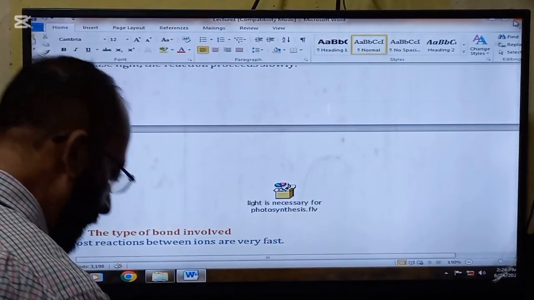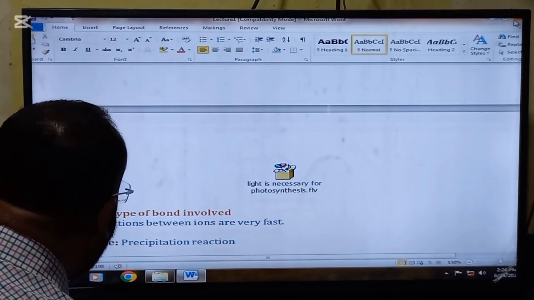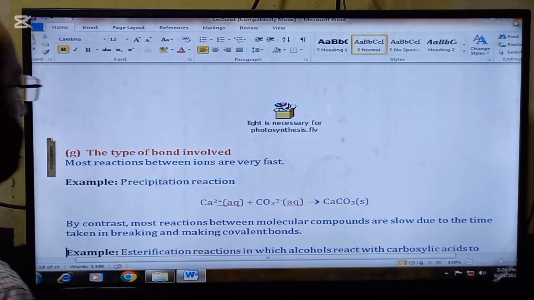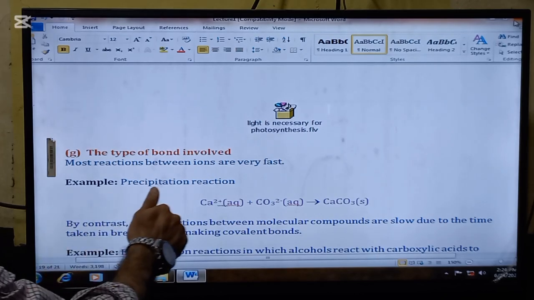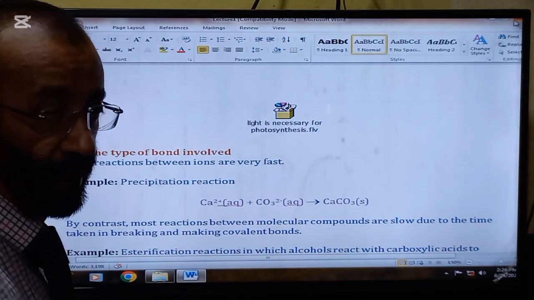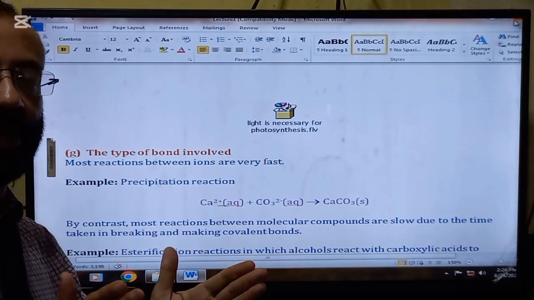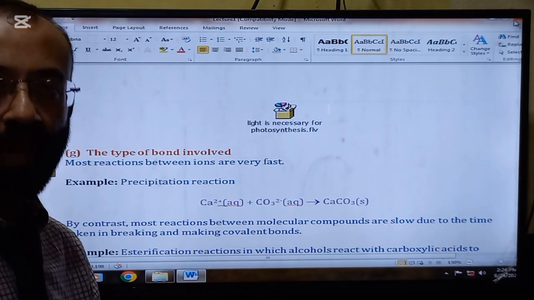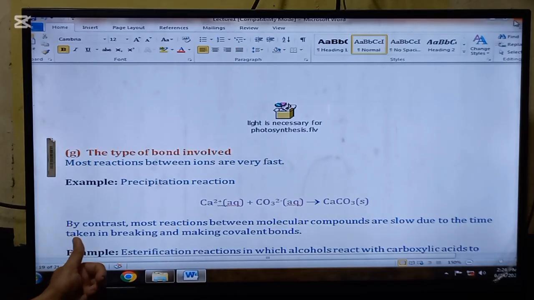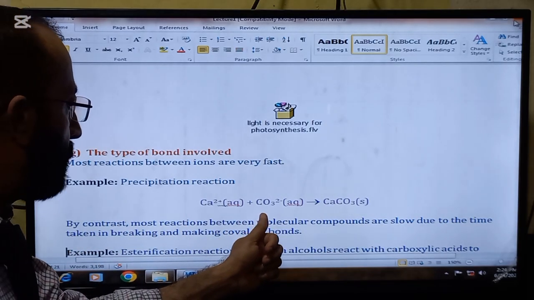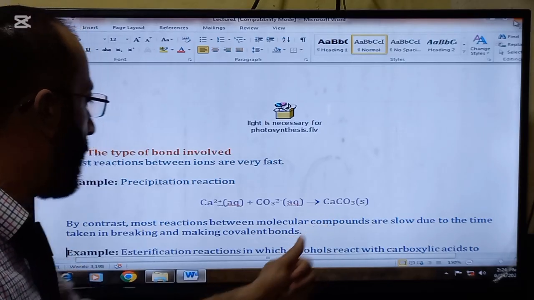Okay, the next factor that affects the rate of a chemical reaction is the type of bonds involved. Most reactions between ions are very fast. So this shows that some reactions are very fast due to the presence of ionic bonds. Example, precipitation reaction: calcium ion and carbonate ion form calcium carbonate.